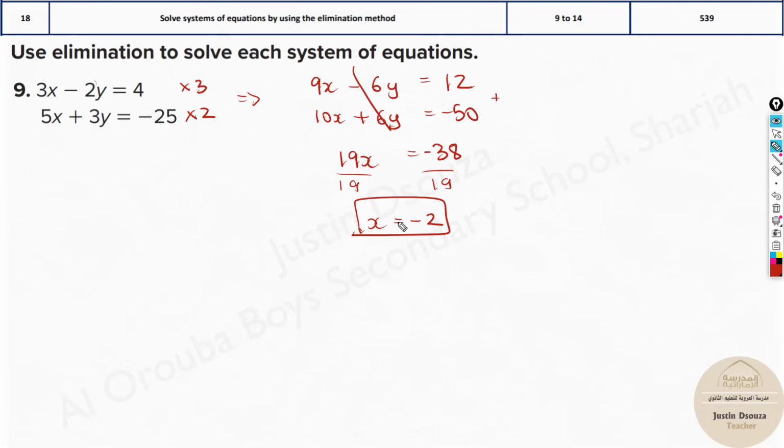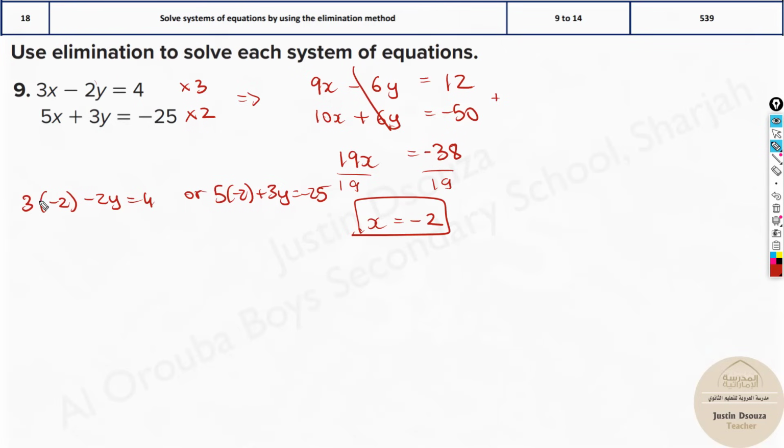Now how do we find the other value? Just substitute this back in the simpler equation. You can do it in any, but see the first equation is simple, right? Small numbers, this is big numbers. But you will get the answer same. I will do for both in this case. I will do over here 3 times, instead of x I'll put minus 2, y equals 4, or 5 times minus 2 plus 3y equals negative 25.